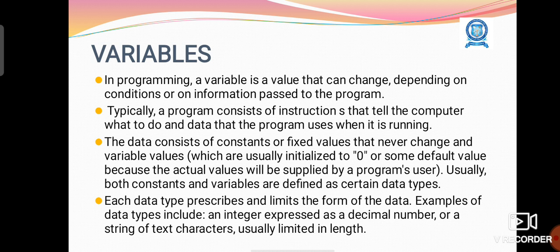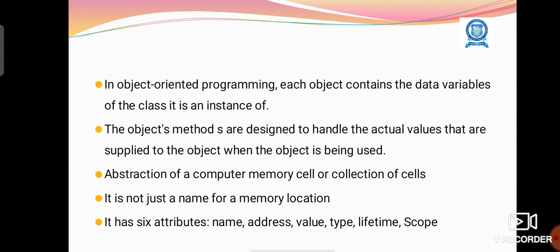A variable is a value that can change depending on the conditions or on information passed to the program. A program consists of instructions that tell the computer what to do and the data that the program uses when it is running. The data consists of constants, or fixed values that never change, and variable names, whose values will be changed. Each data type prescribes the limits and form of the data. Examples of data types include an integer expressed as a decimal number, or a string of text characters usually limited in length. In object-oriented programming, each object contains the data variables of the class it is an instance of.